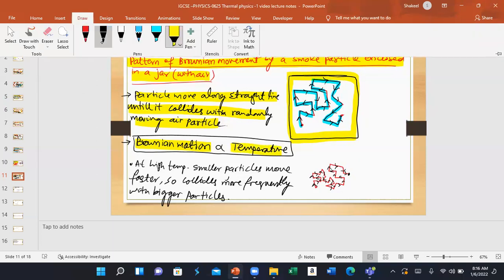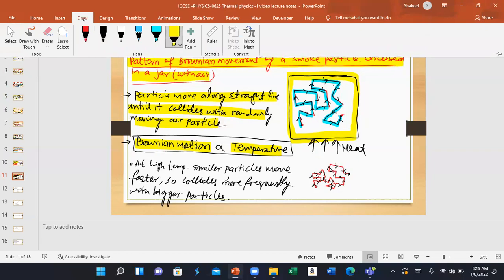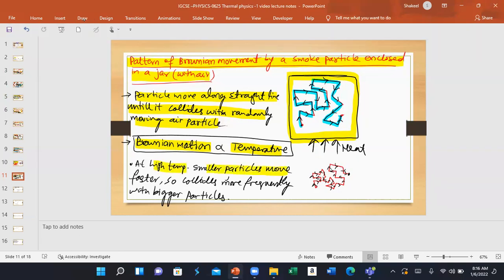This Brownian motion is proportional to temperature. If you increase the temperature of this container by providing more heat, then the Brownian motion will increase. What does this mean? It means that at higher temperature, smaller particles move faster, so they collide more frequently with bigger particles, and as a result the bigger particles change their direction of motion more quickly.